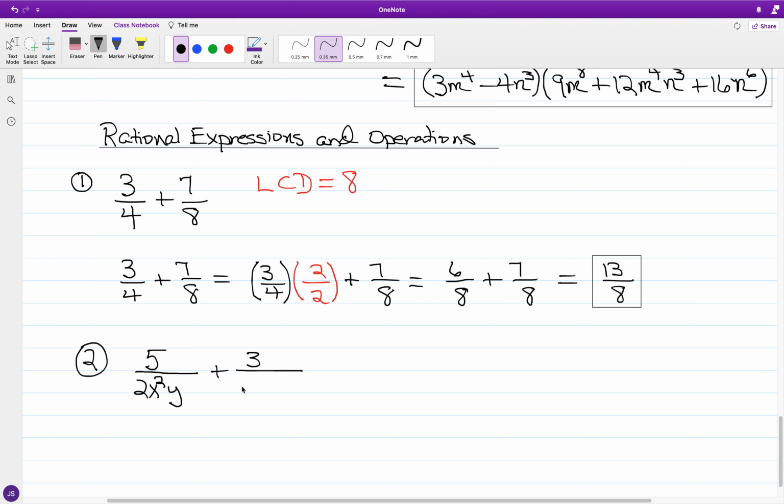And we have plus 3/4x y squared. Okay. Now if I'm looking at writing in terms of the least common denominator.